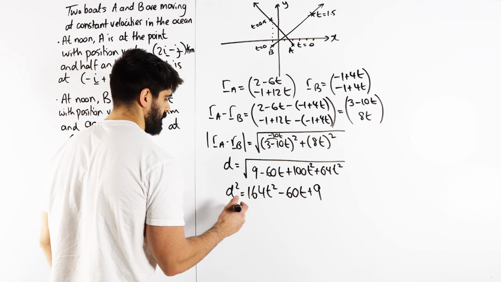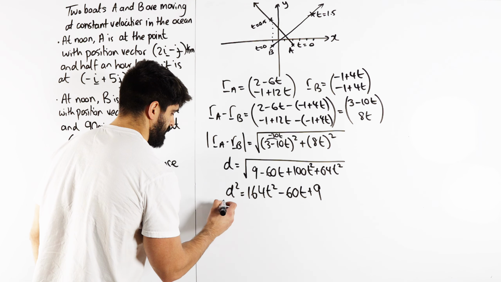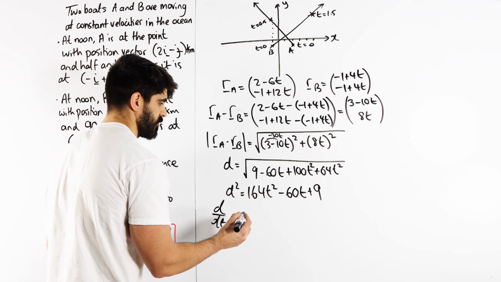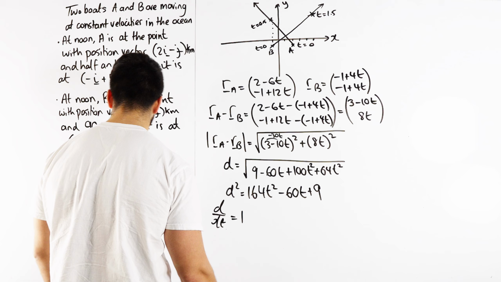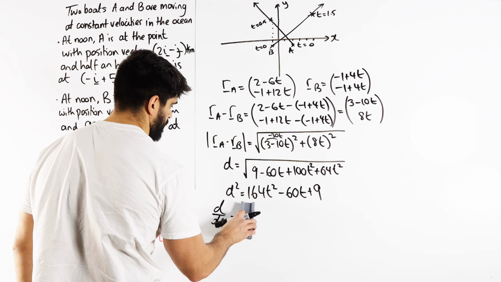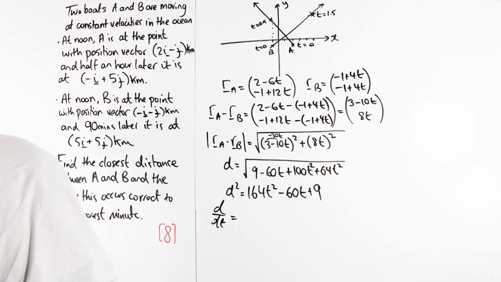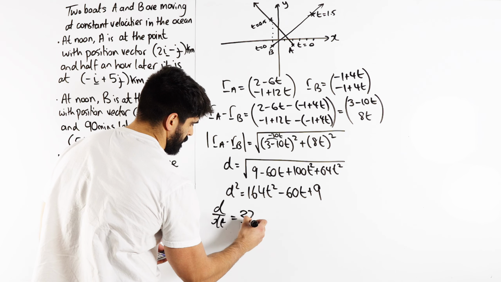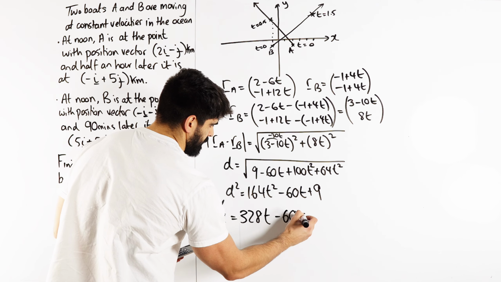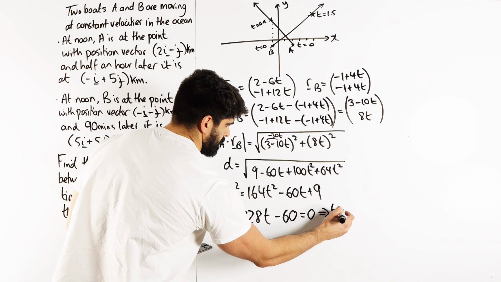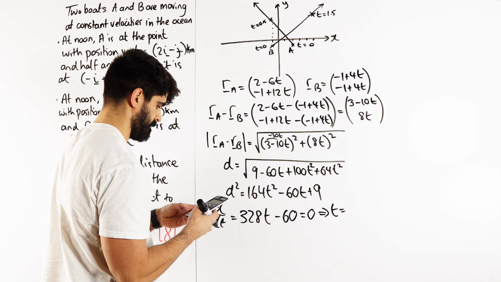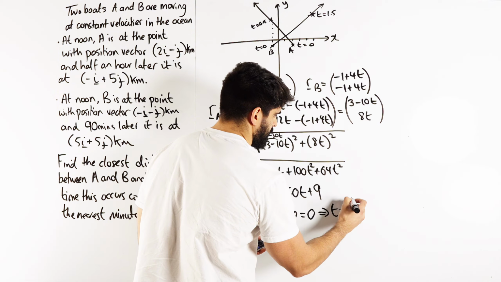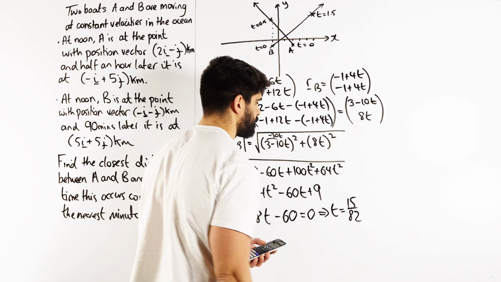So we're going to differentiate this. So d by dt. I'm not going to write d by d squared, it just looks weird. So you have what? What is that? 328 or something. I don't trust myself. 164 times 2, 328t minus 60 is 0. t is 60 over 328, which is 15 over 82. I did not expect this to be nice numbers.